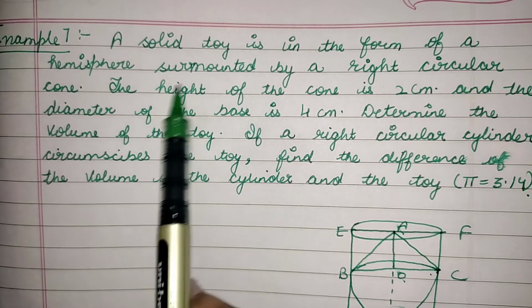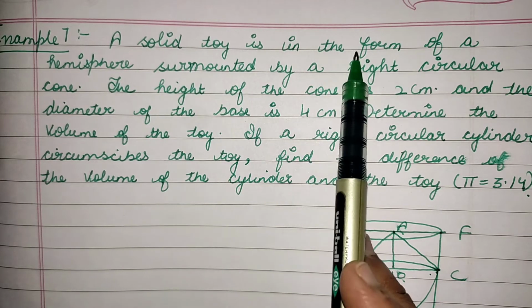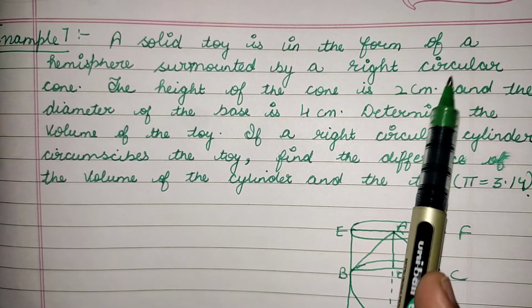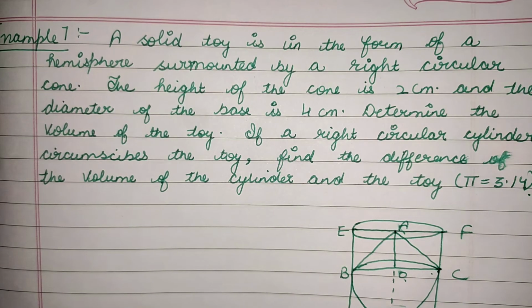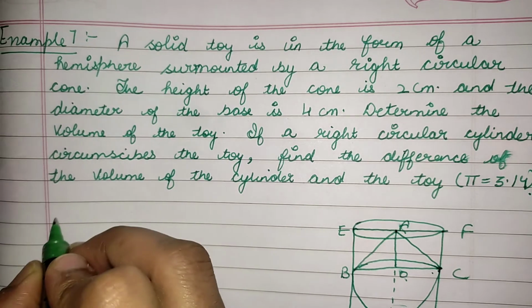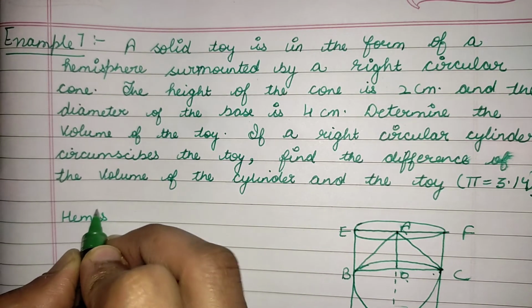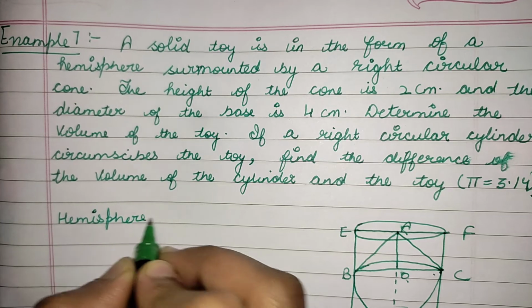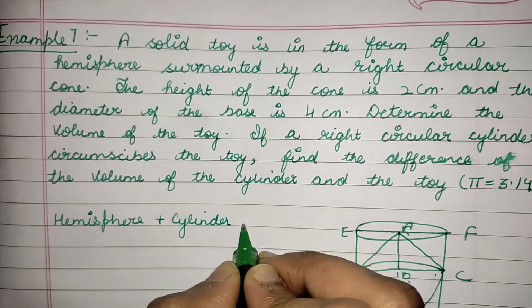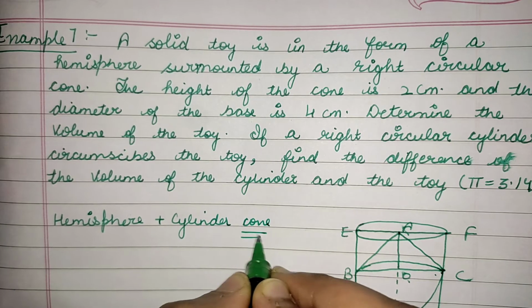Question number 7 says that a solid toy is in the form of a hemisphere surmounted by a right circular cone. So in this case 3 figures are there, so we have to take each figure very carefully. So the first figure is that a hemisphere is surmounted by a right circular cone.